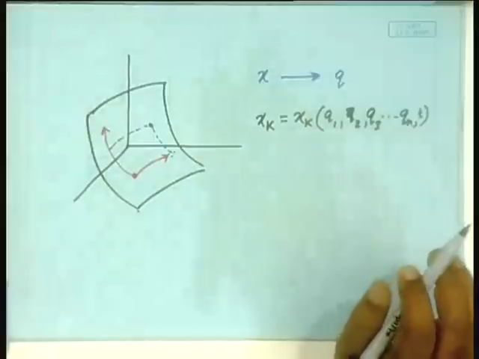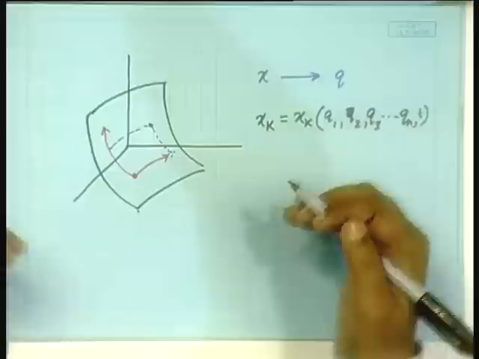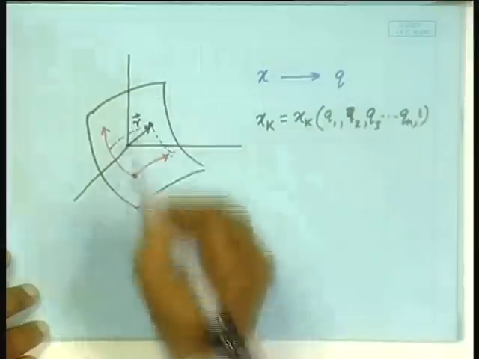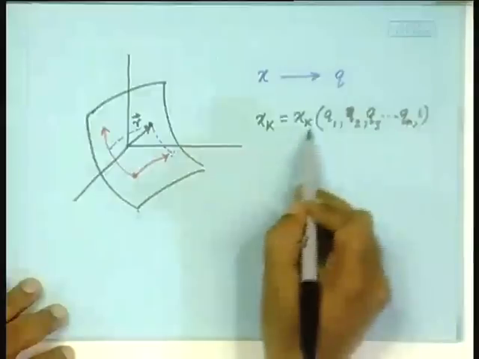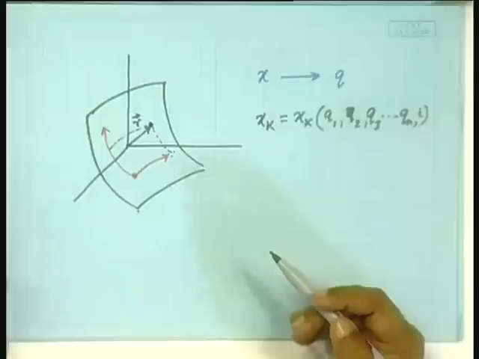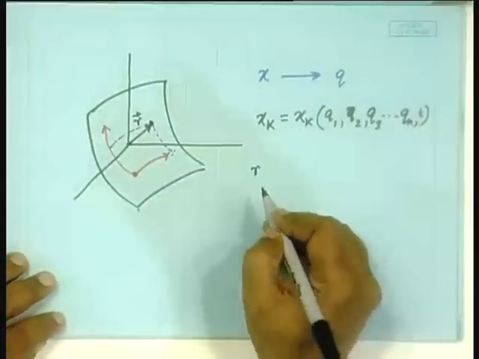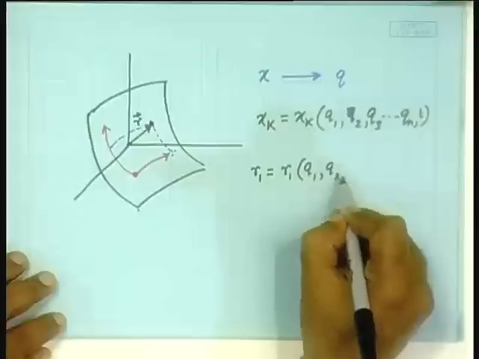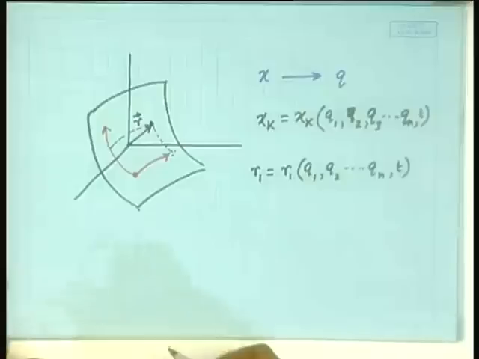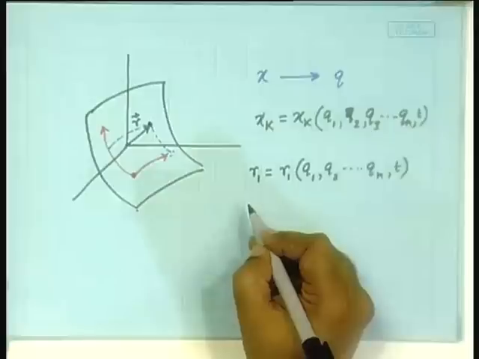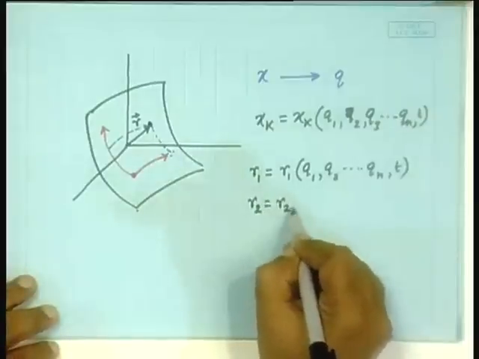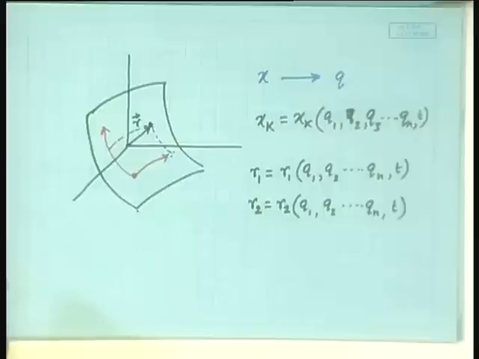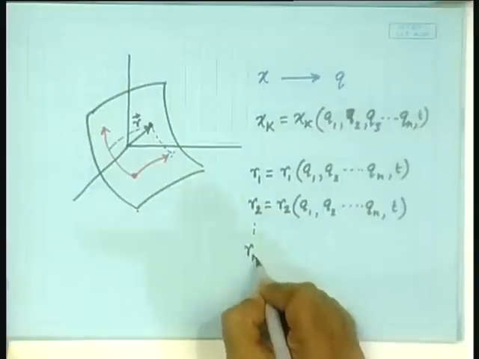In general, it will be expressible in this form. And since each of the bodies is given by some kind of an r coordinate, we were writing things in terms of r, the radial vector. So, this will be three times n equations, but we can simplify it by writing n equations for r. r1 will then be a similar function of q1, q2, ..., qn, t. Similarly, r2, the position of the second body, will be a function of the same, and so on up to rn, the nth body.